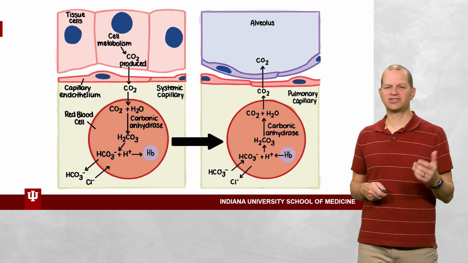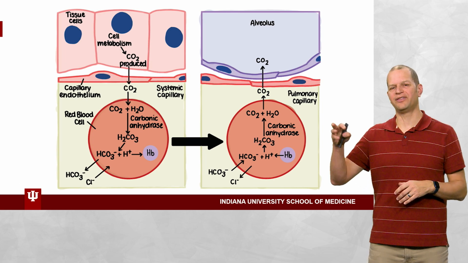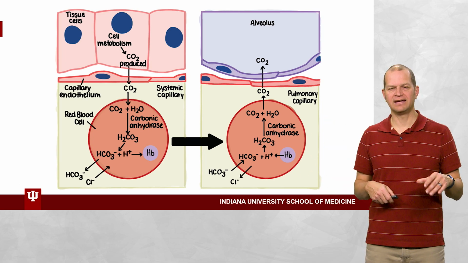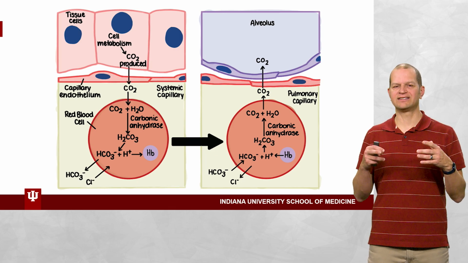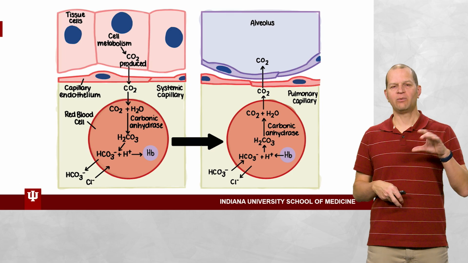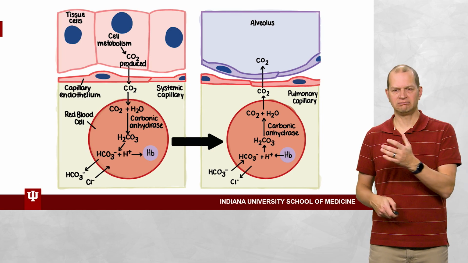So we've got these pictures. On the left side is showing you what's going on in the tissues. On the right side is showing you what's going on in the alveoli. Okay, and so the red circle in the middle is a red blood cell. There's a lot that's happening on this red blood cell. And we're going to go through each of these panels now.